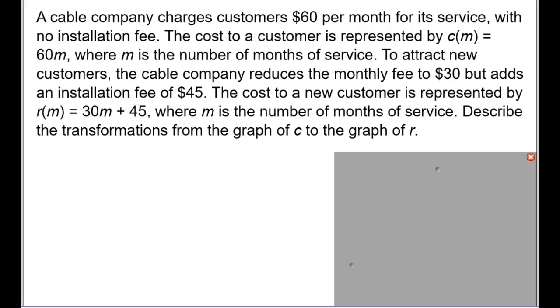So here's a real world situation. Here's what we're really looking at. A cable company charges customers $60 per month. I see a wonderful word here. When I see the word per, that's going to come into play later. For its service, with no installation fee.